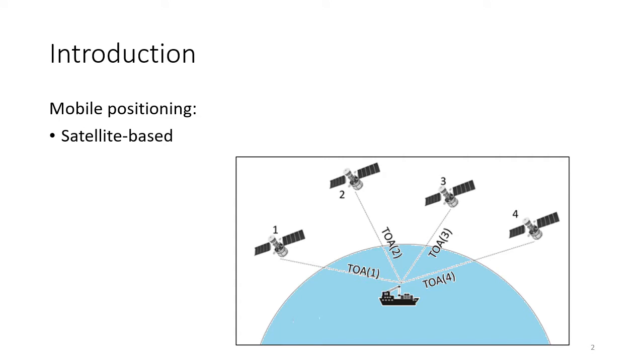There are two main approaches in mobile positioning. One is satellite-based and the other is network-based. Satellite-based works by processing signals time of arrival, or TOA, from several satellites and then triangulate the discovered distances to give the mobile position.